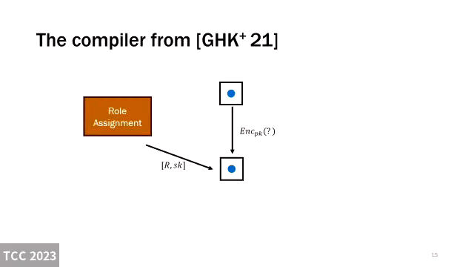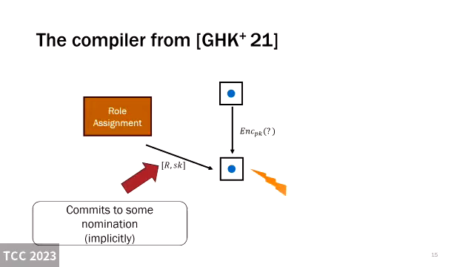So the way Gentry et al. dealt with this was to say, okay, I have this machine being corrupted, but what if I can change the nomination? They had this implicit assumption of, okay, I'm committing to having some nomination, but what if I can swap that party out? So this is where this random adaptive corruption comes in.